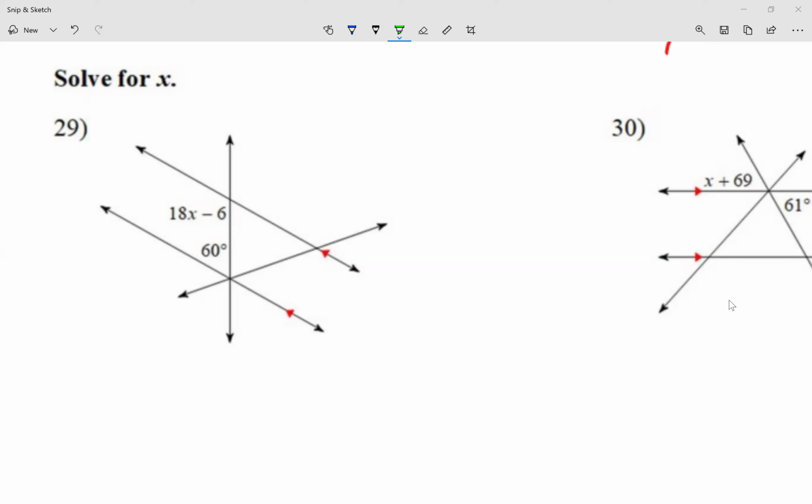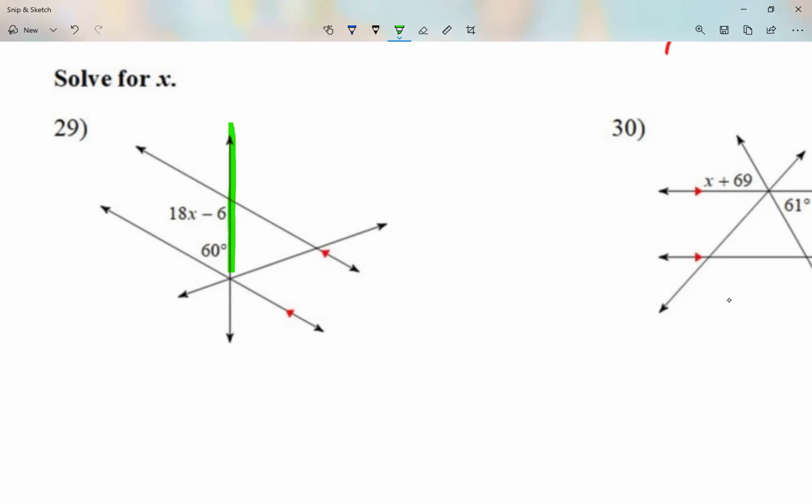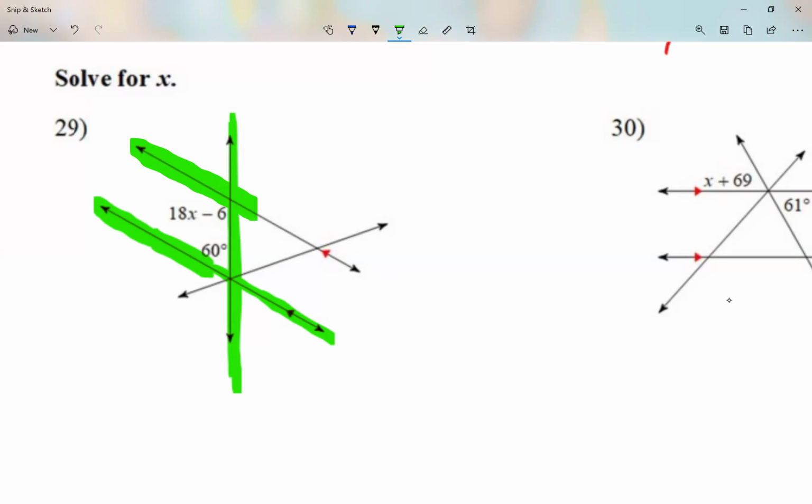I see the angle 60. So I'm going to look at my angles. To make angle 60, I use these two lines right here. That's how I make the angle 60. For the angle 18x minus 6, I use this line right here, which I already had highlighted, with this older line right here.